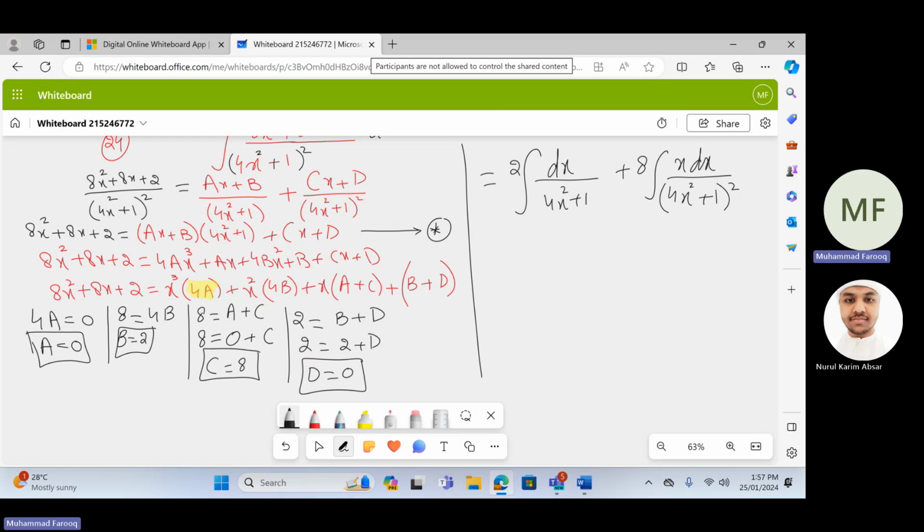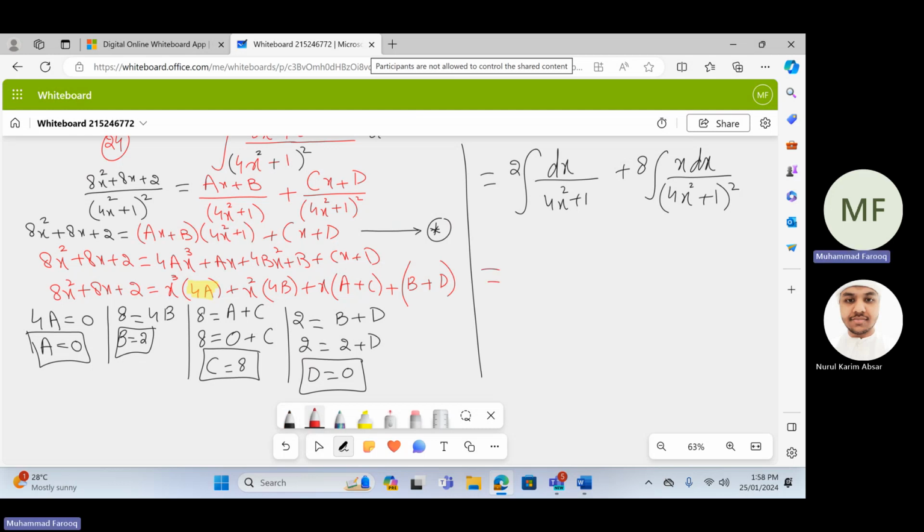Why the x? Because I have Cx. What is C? C is 8. So 8x. I put 8 outside. The first one is gone because A was 0. So no more A. Finish. Now integrate. Now we have to integrate this.